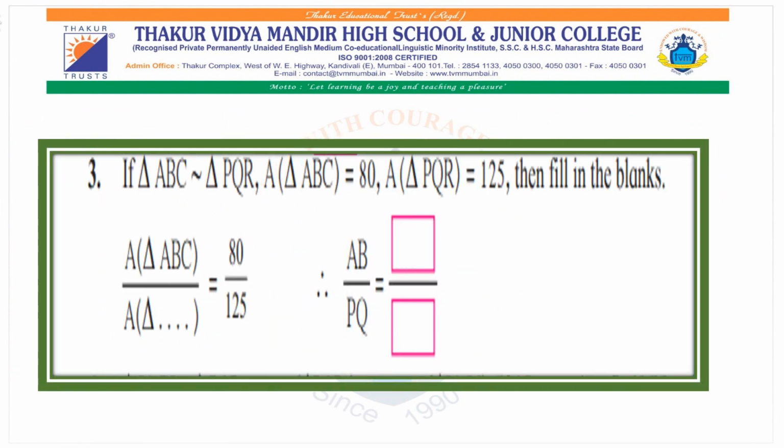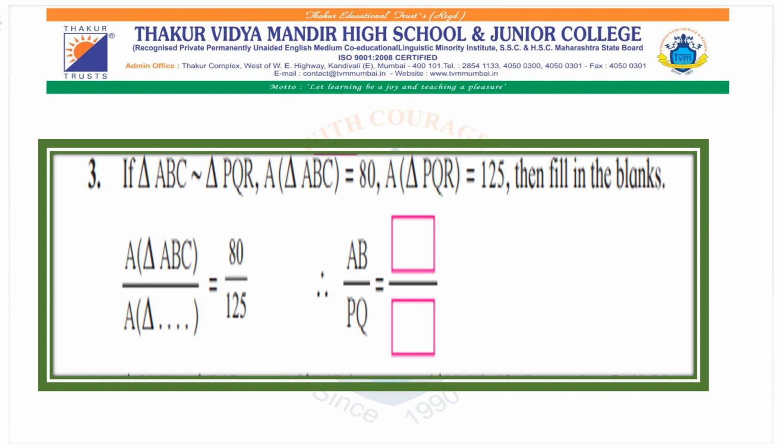Sum number 3, again we have the same two triangles are similar. Now this time they have given you the areas of two triangles. Area of triangle ABC is 80 and area of triangle PQR is 125. And now they have asked you to find the ratio of their corresponding sides. So again we have fill in the blanks.